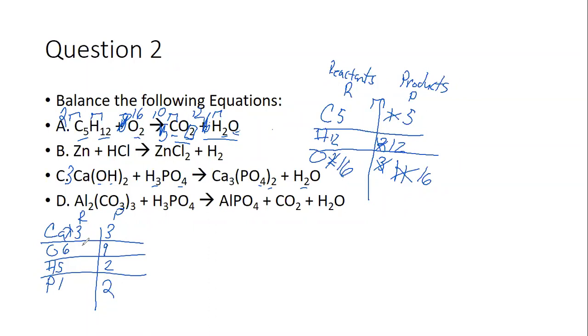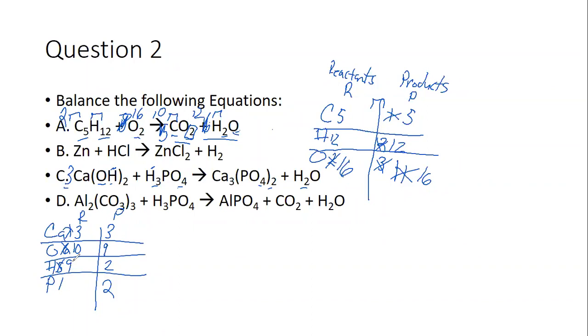Now I have to recount all my oxygens. I have 3 times 2, so that compound is giving me 6 oxygens, plus 4 from H3PO4. So in total, I now have 10 oxygens. Hydrogen. Putting the 3 in front of calcium hydroxide, I now get 6 hydrogens from that compound, plus 3 that we had originally. 6 plus 3 is 9. Phosphate doesn't change because I didn't do anything to it.